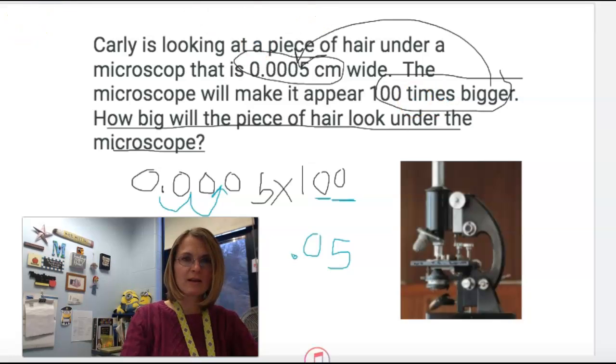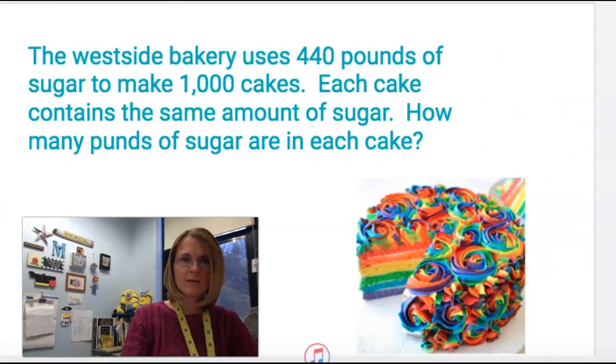Let's take a look at the next one. The West Side Bakery uses 440 pounds of sugar to make 1,000 cakes. Each cake contains the same amount of sugar. How many pounds of sugar are in each cake? So there's some words here that might help you determine whether it's division or multiplication. So first, let's look at the question. How many pounds? Oh goodness.